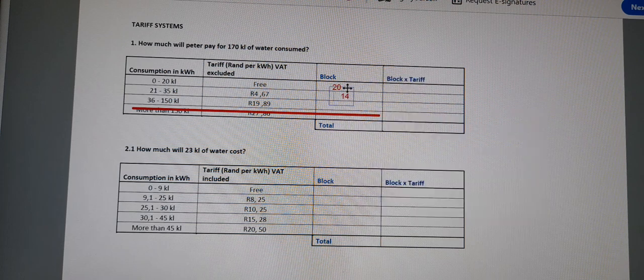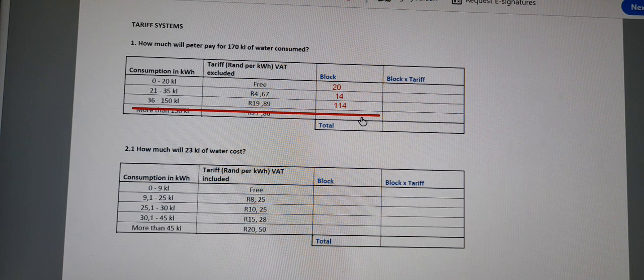See how easy it is to work with tariff. 150 minus 36. Let me use my calculator. The next one, 150 minus 36, we get 114. So we're going to write our 114. Sorry, I will put it where it belongs. So we write our 114.